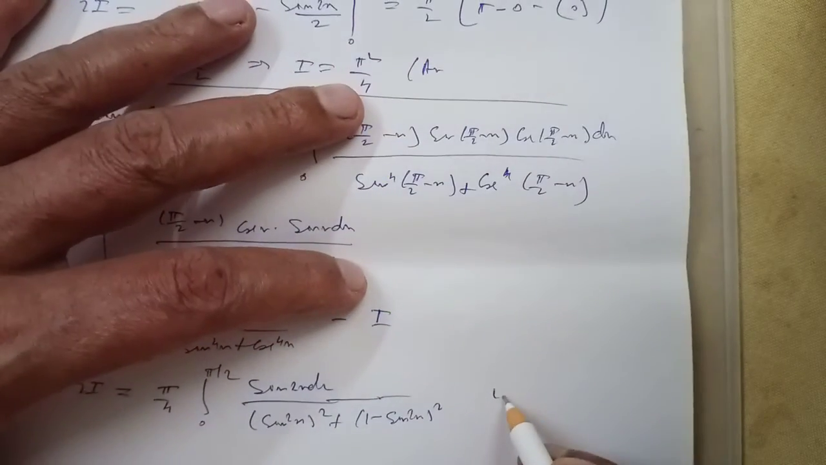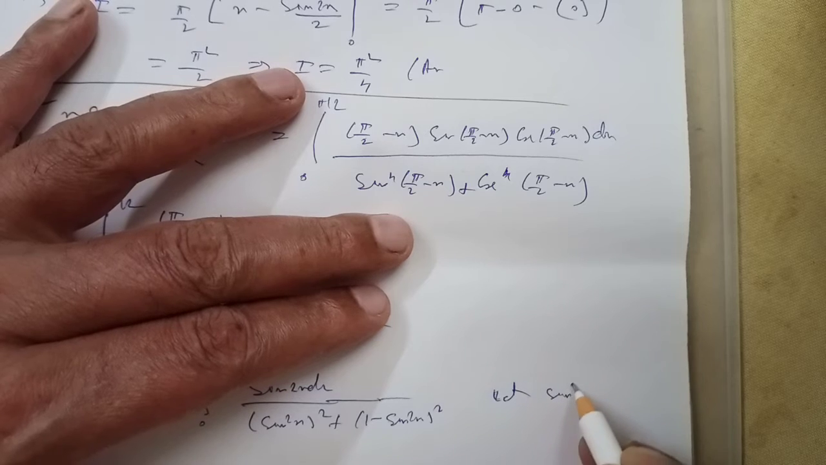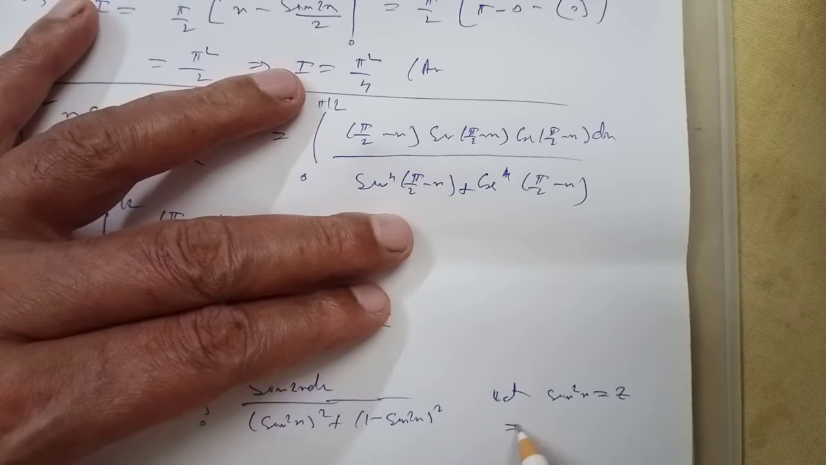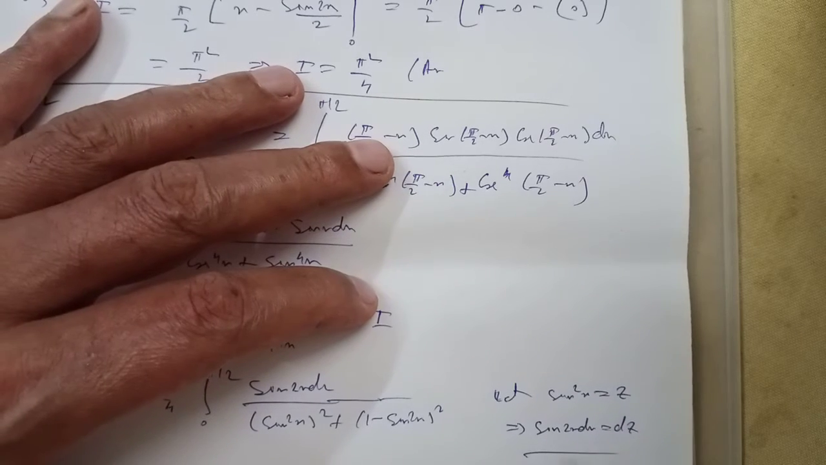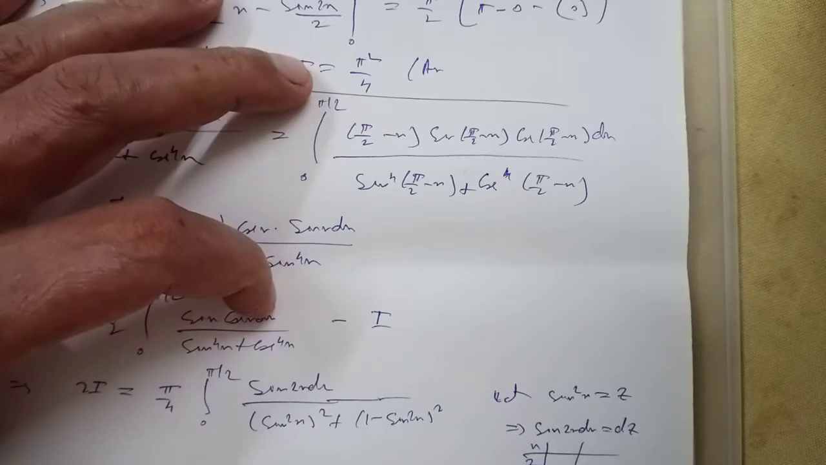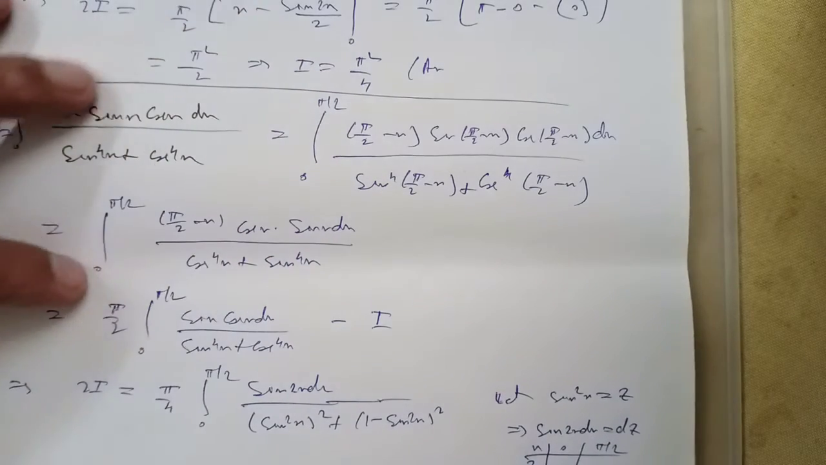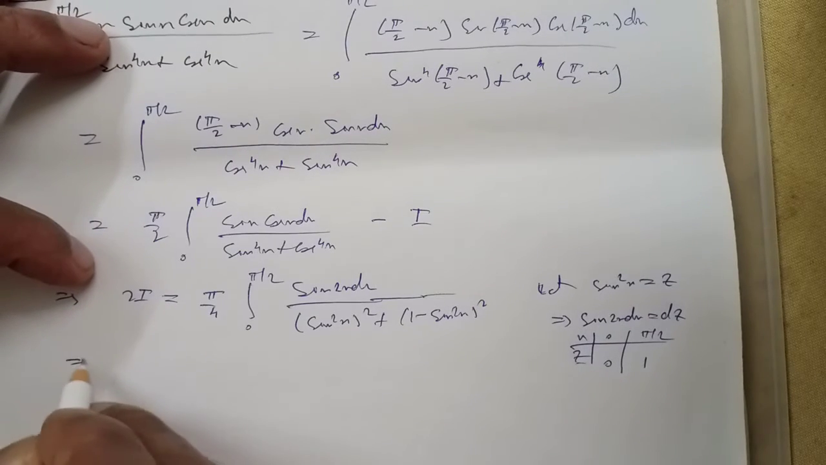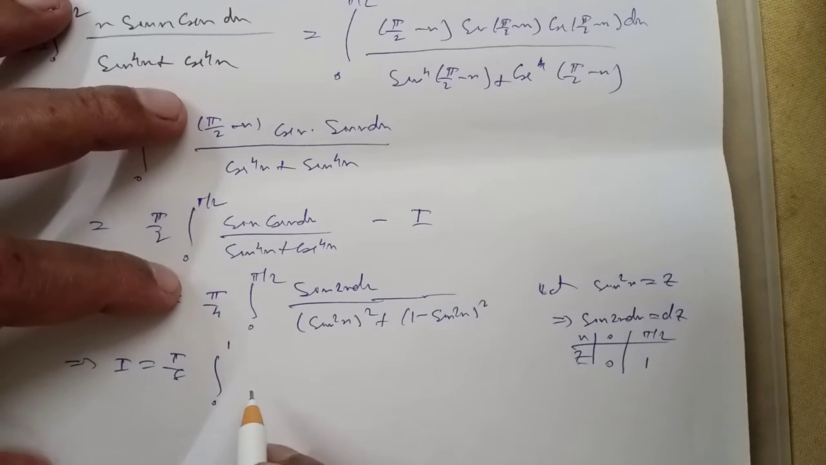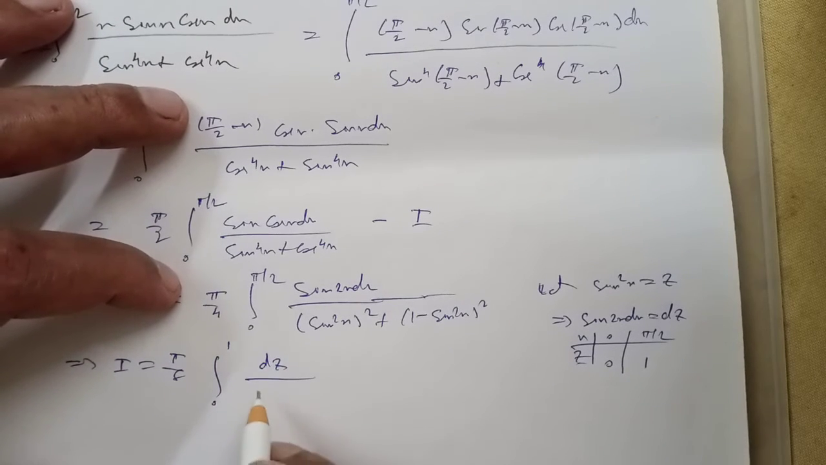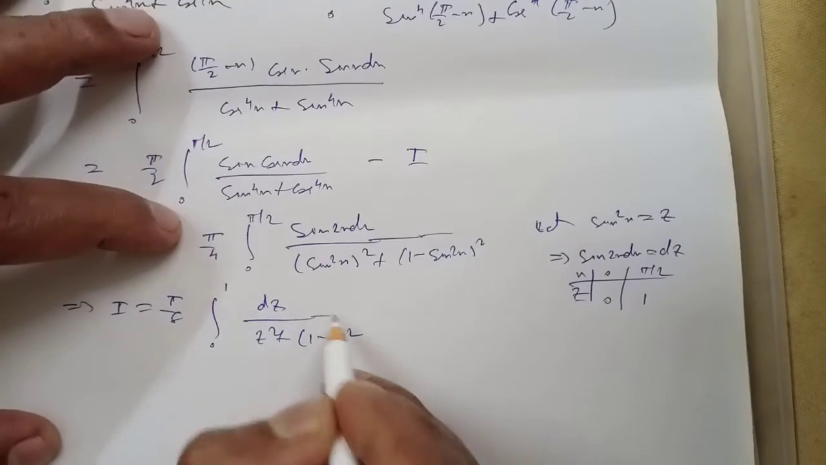Now let us put sin square x equals to z. That implies sin 2x dx is our dz. Let us change the limit. Limit of x are 0 to pi by 2, this is 0 to 1. So we get I equals to pi by 8, 0 to 1 dz by z square plus 1 minus z whole square.